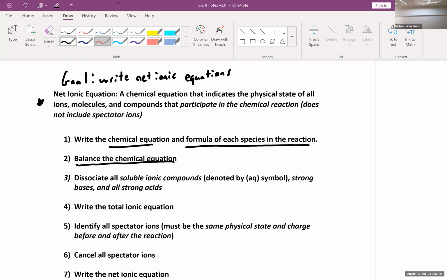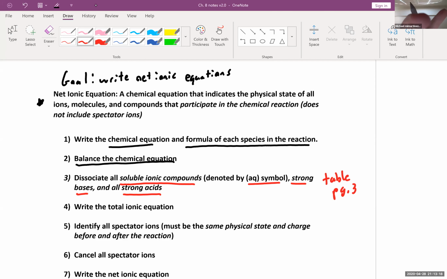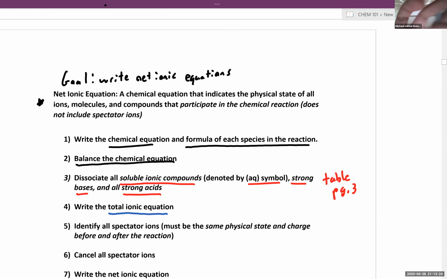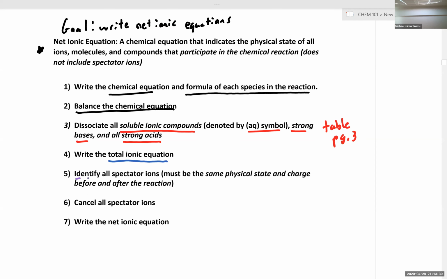You're next going to have to dissociate all soluble ionic compounds, denoted by an aqueous symbol, strong bases, and strong acids. This is where you're going to need the table on page 3, as well as the table of strong acids and strong bases. You're then going to write your total ionic equation. Once you have your total ionic equation established, you're going to identify all of the spectator ions. They have the same physical state and charge before and after the reaction. And then all you're going to do is cancel all of the spectator ions.